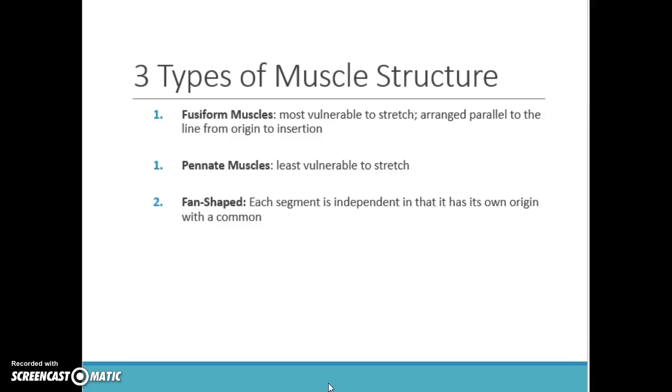Fan-shaped muscles are the third type of muscle structure. Each segment is independent in that it has its own origin with a common insertion. Examples are pectoralis major, gluteus medius, and gluteus maximus.